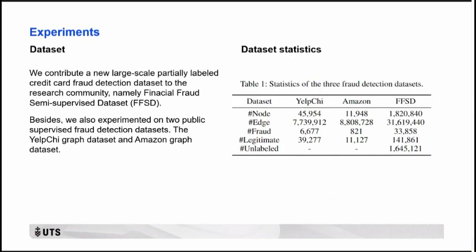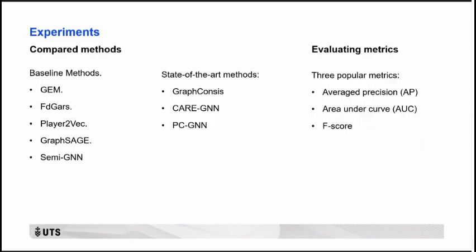Next is our experiments. Our experiments are conducted on both the supervised fraud detection datasets and a semi-supervised dataset. The historical data has 10 million transactions, and we contribute a new large-scale partially labeled credit card fraud detection dataset to the research community, namely the financial fraud semi-supervised dataset. Then we compared our proposed method with baseline methods and state-of-the-art methods. Besides, we used 3 popular evaluation metrics to comprehensively evaluate the classification performance.